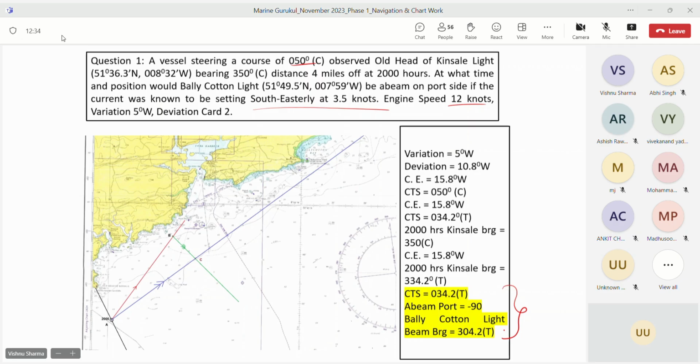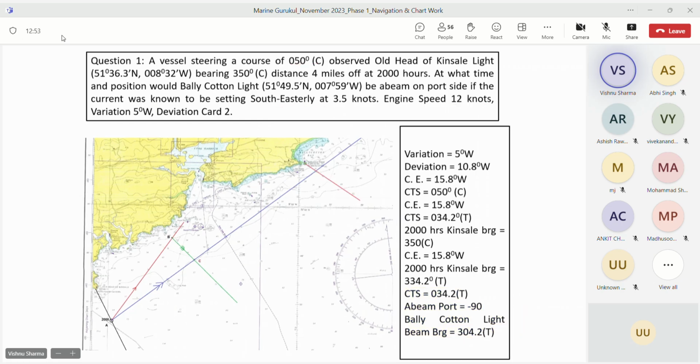So if I draw this beam bearing, the vessel has to be on that beam bearing when it is a beam. So I put my ruler at 304.2 on the compass rose, take it to Belly Cotton light, and I draw this PL, the red PL here. This is the beam bearing PL, the PL by beam bearing. Yes or no? Yes, sir.